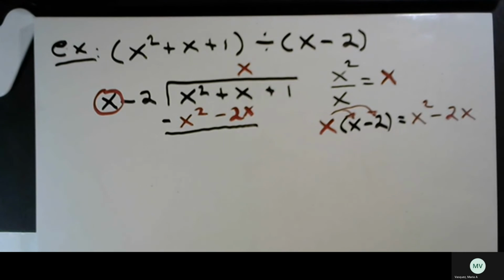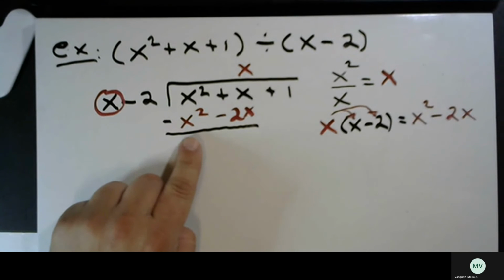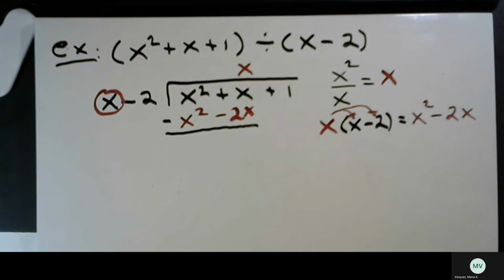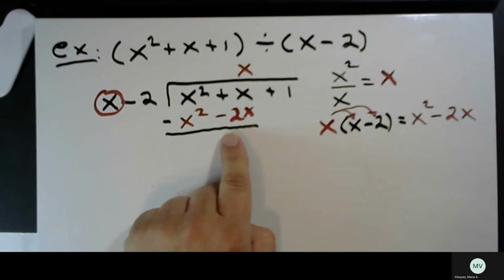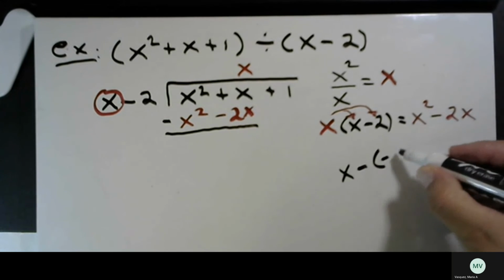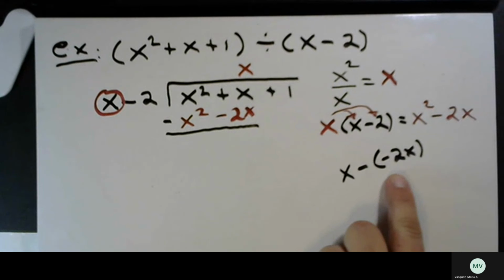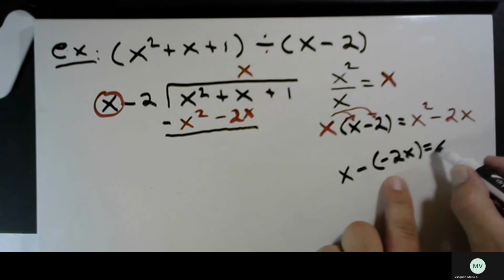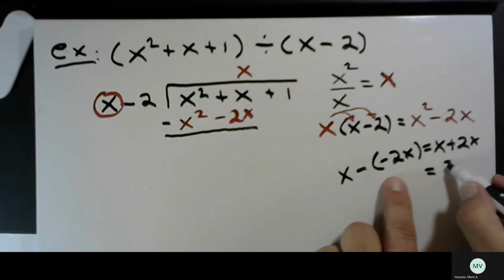And so now we're going to subtract. Now for the x squareds, again, it's x squared minus x squared. Now that's going to be 0. But for this one, x minus a negative 2x, you're actually getting something like this. X minus negative 2x. Well, that's going to be a double negative. So that'll be x plus 2x, or 3x.